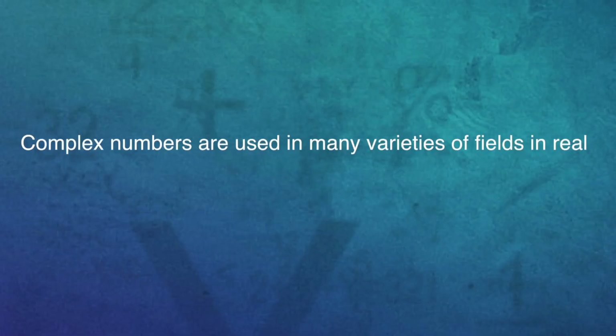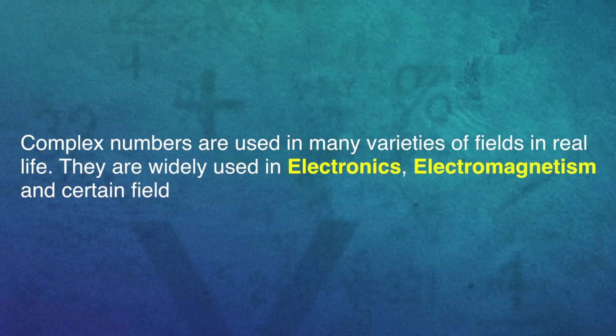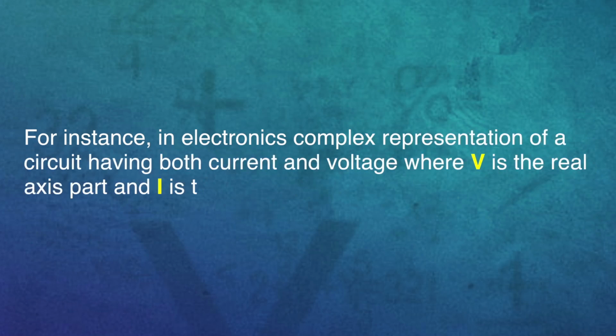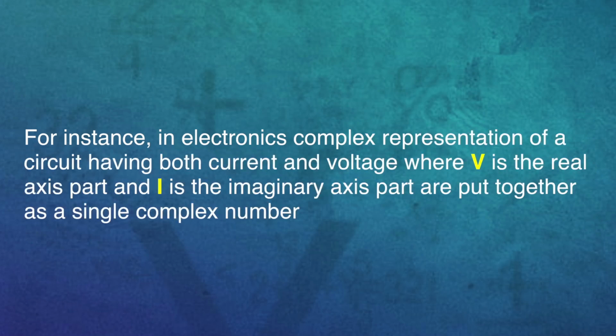Complex numbers are used in many varieties of fields in real life. They are widely used in electronics, electromagnetism, and certain fields of engineering. For instance, in electronics, complex representation of a circuit having both current and voltage, where V is the real axis part and I is the imaginary axis part, are put together as a single complex number.